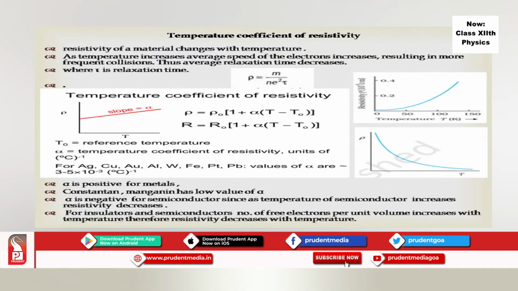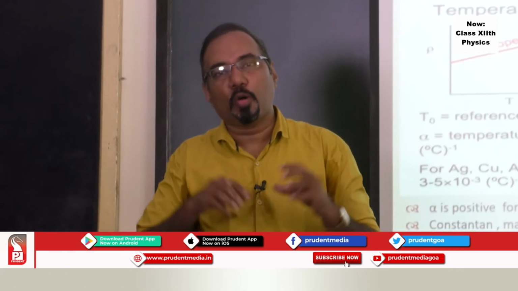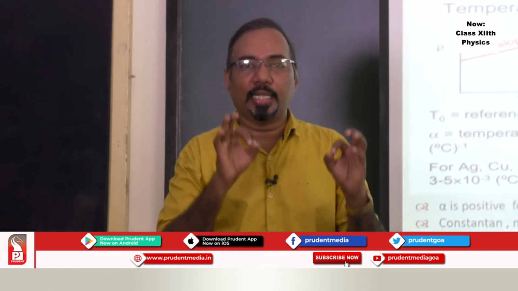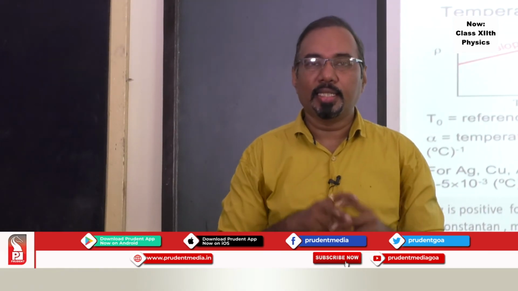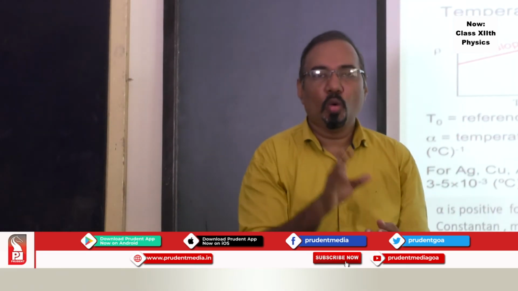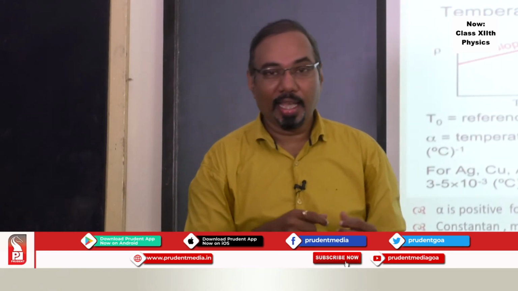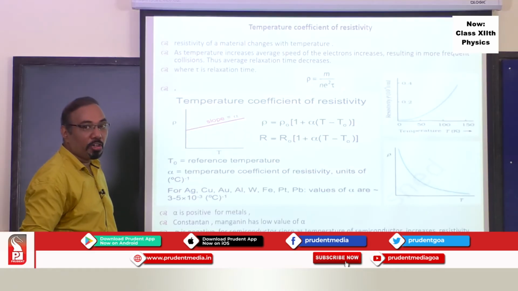Next, we have what is called the temperature coefficient of resistivity. We have discussed earlier that potential difference is directly proportional to the current flowing through the conductor, provided physical conditions remain constant. One of those physical conditions is the temperature. So if the temperature surrounding the conductor changes, what is the effect on resistivity? As I told you, resistivity depends on relaxation time and the number of electrons per unit volume.